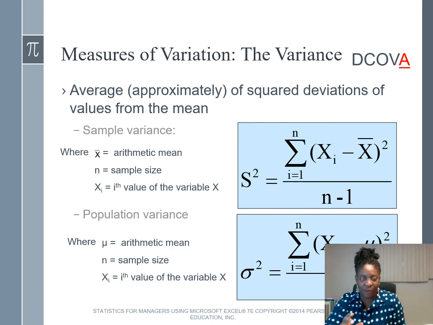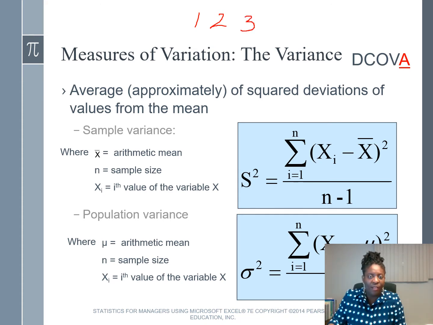More common measures of variation are variance and standard deviation. The variance is the average of the squared deviations of values in a set from the mean of the data. For example, supposing we have 3 data points, 1, 2, and 3. The mean of this data set is 3 plus 2 plus 1 is 6, divided by 3 is 2. So the mean, x bar, is 2.